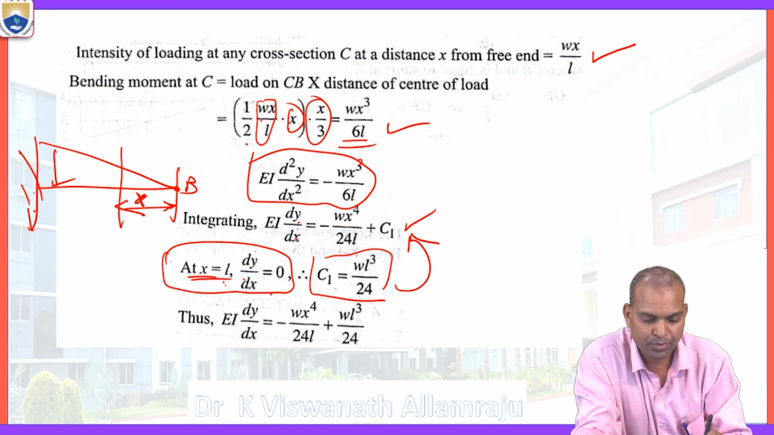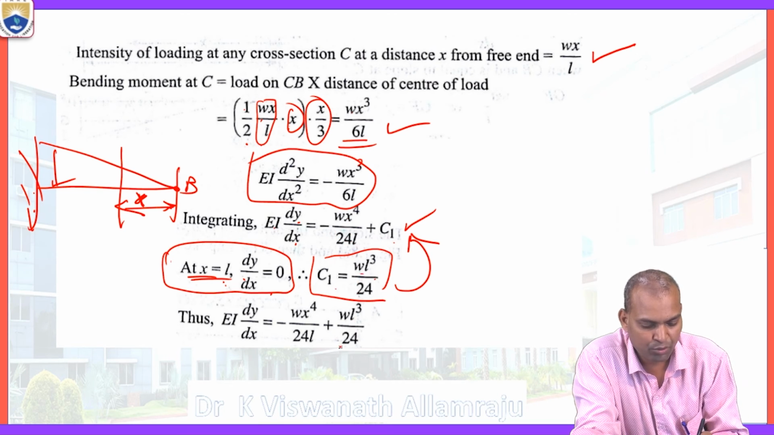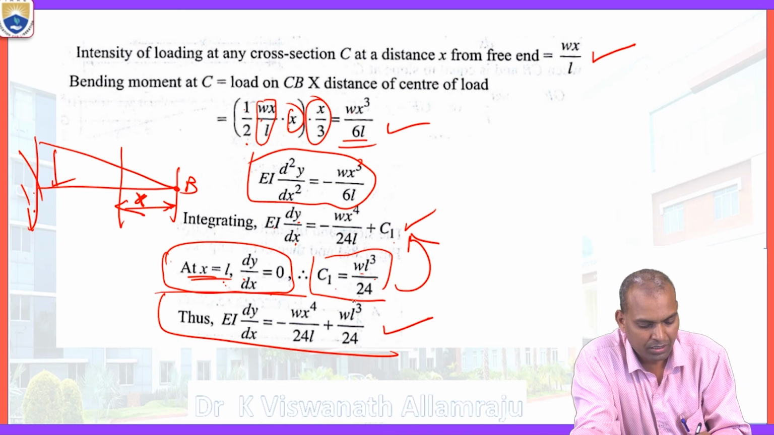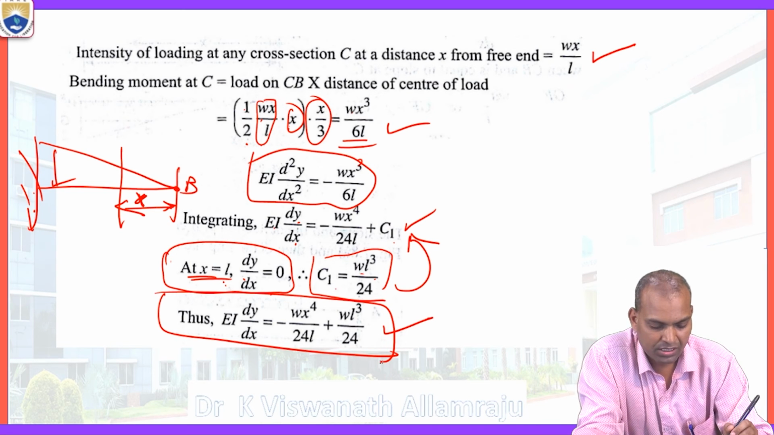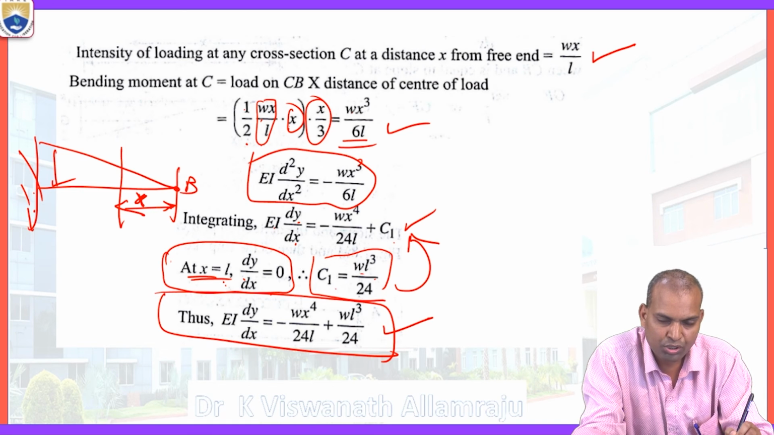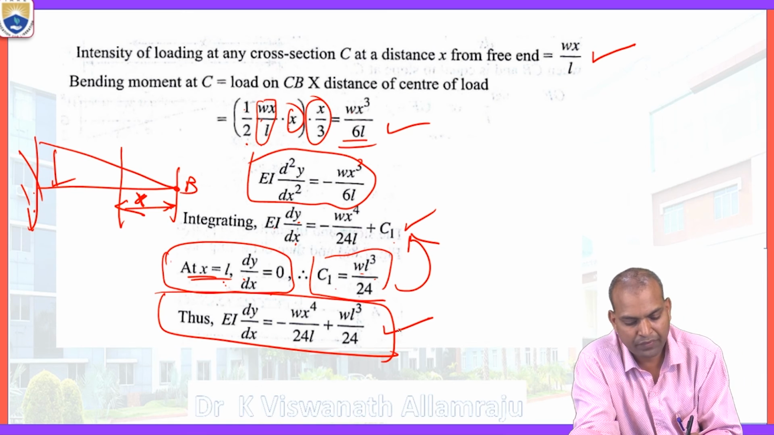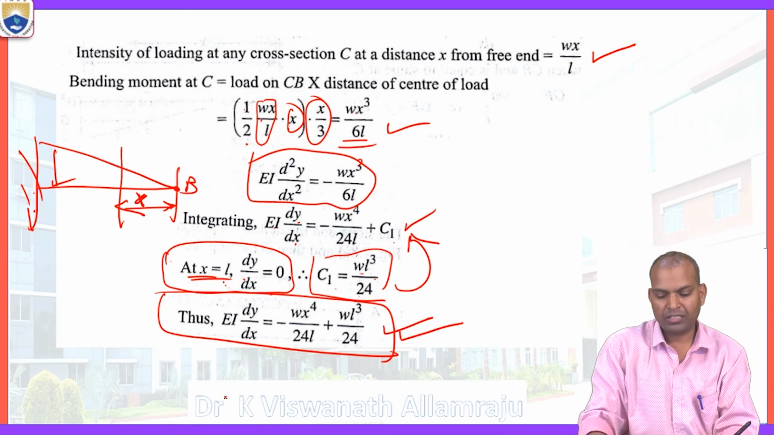Substitute this C1 in the equation. That means Ei times dy by dx equals minus Wx power 4 by 24L plus WL cube by 24. This is the slope equation at a distance of x. If x equals 0, L by 2, L by 3, L by 4, L by 6, and so on up to L, we can find the slope at those particular distances.